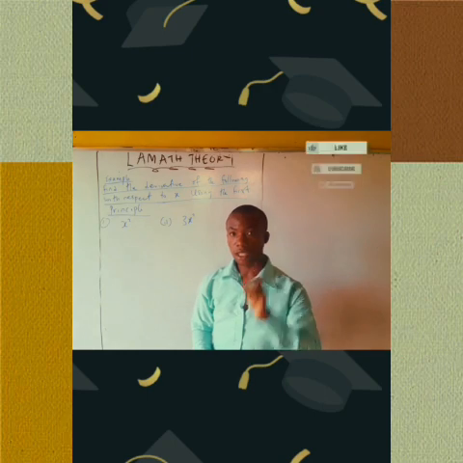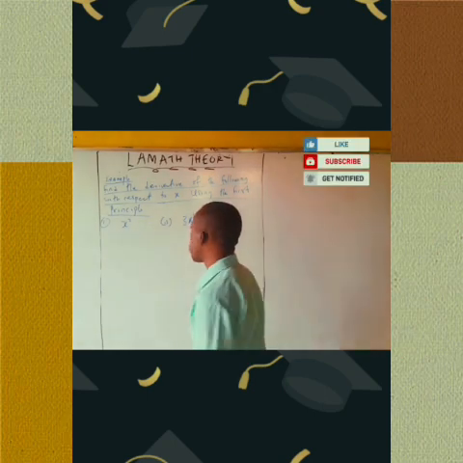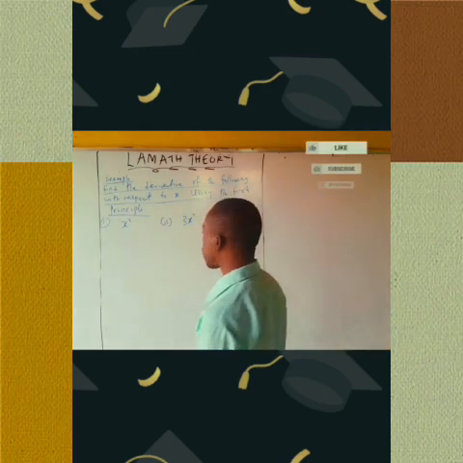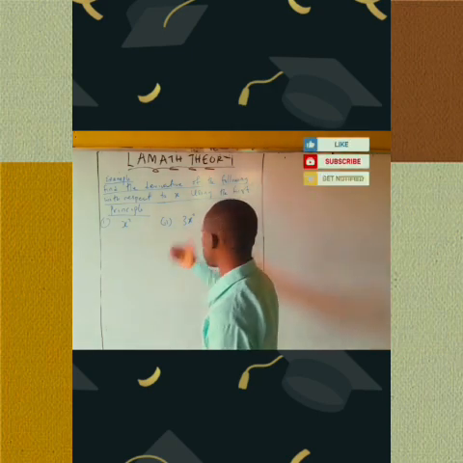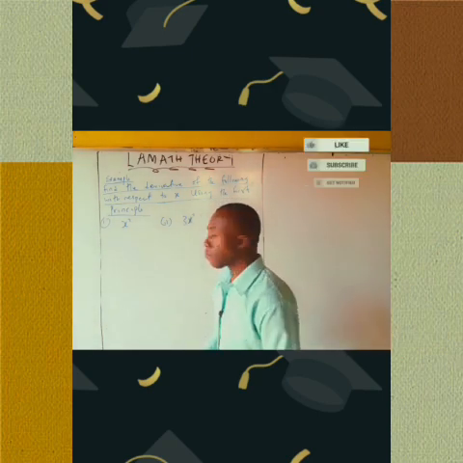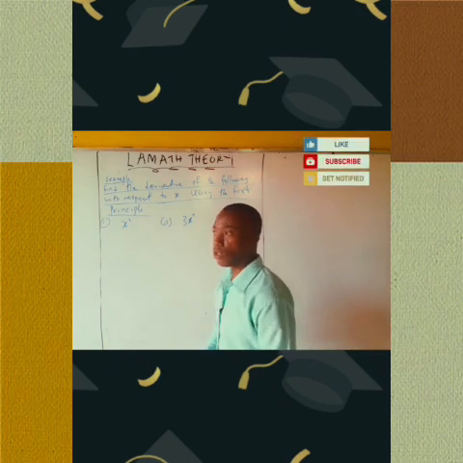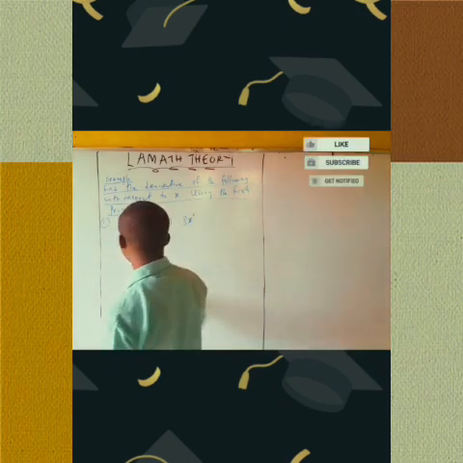Now let's go. Okay, now we have x squared, and the number 2 is 3x squared. Okay, now solution.